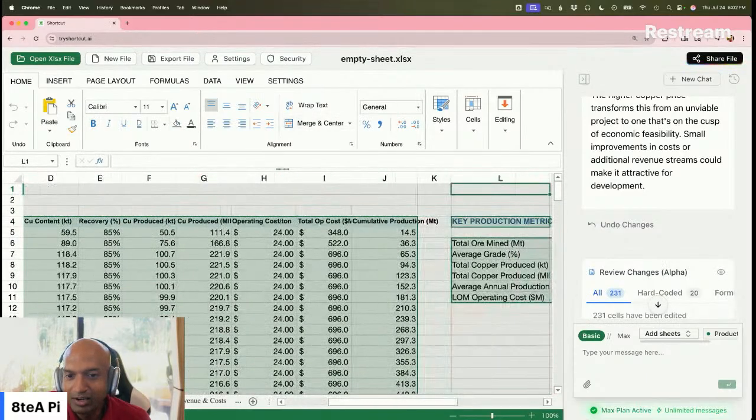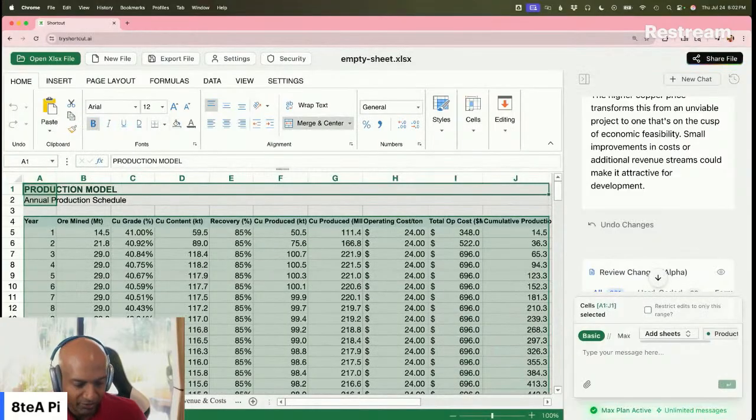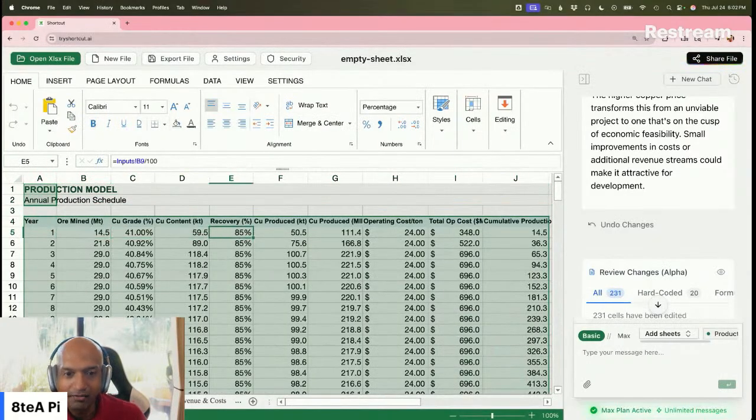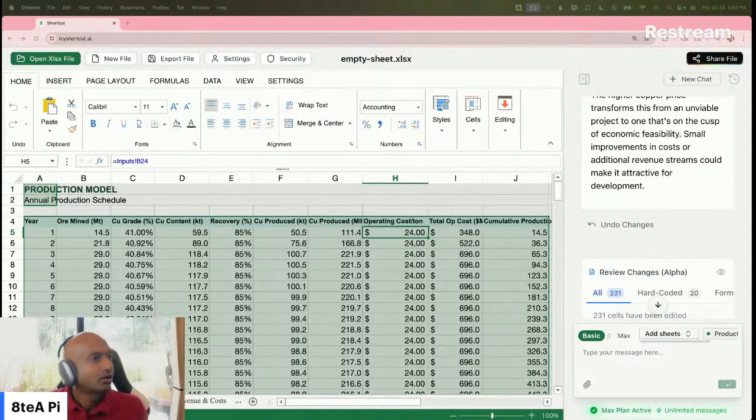Then it went to the recovery. It decided to get 85% recovery. I don't know what the average recovery would be. We would have to check. Copper produced 3.5, and then the operating cost decided it was going to be 24 bucks a ton. What are operating costs?